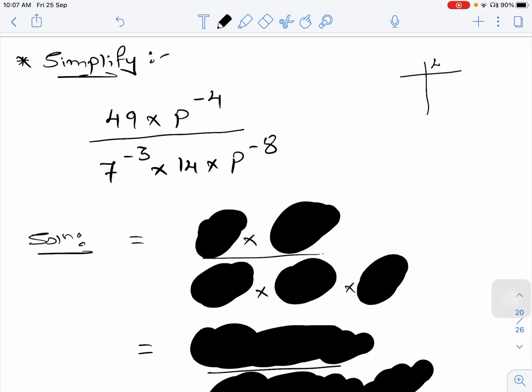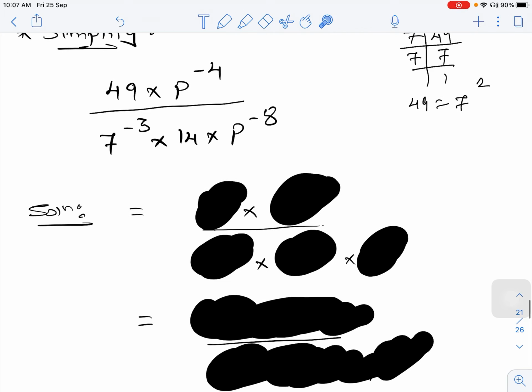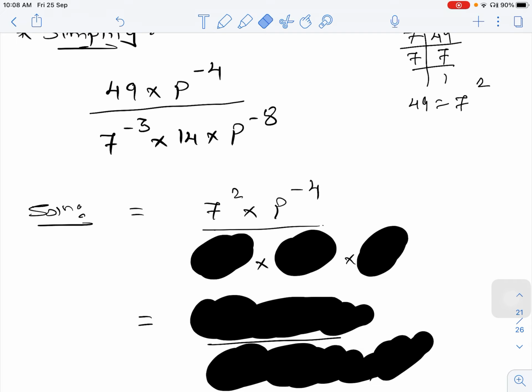So let us find it here. 49: 7 sevens are 49. It means that 49 can be written as 7 raised to 2, that is 7 is multiplied 2 times. So what you will get instead of 49? Now we'll get 7 raised to 2. The next, this p raised to minus 4, we'll write it as it is here. Then this 7 raised to minus 3 will also come as it is.